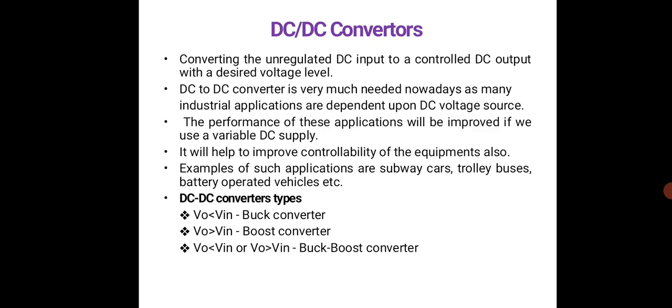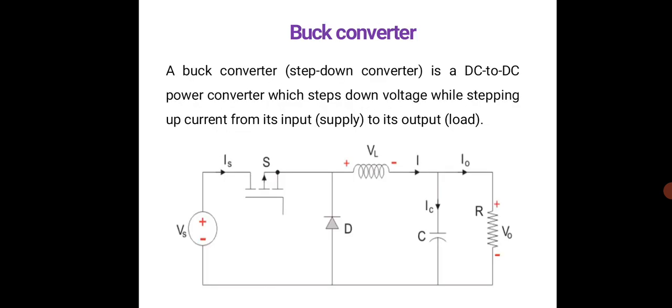Here we have three DC to DC converter types. One is the buck converter, where V0 will be less than Vin. Then the boost converter, where V0 will be greater than Vin. And the buck-boost converter, a combination where V0 will be either less than Vin or greater than Vin, so it will take up either case. First we'll see the buck converter.